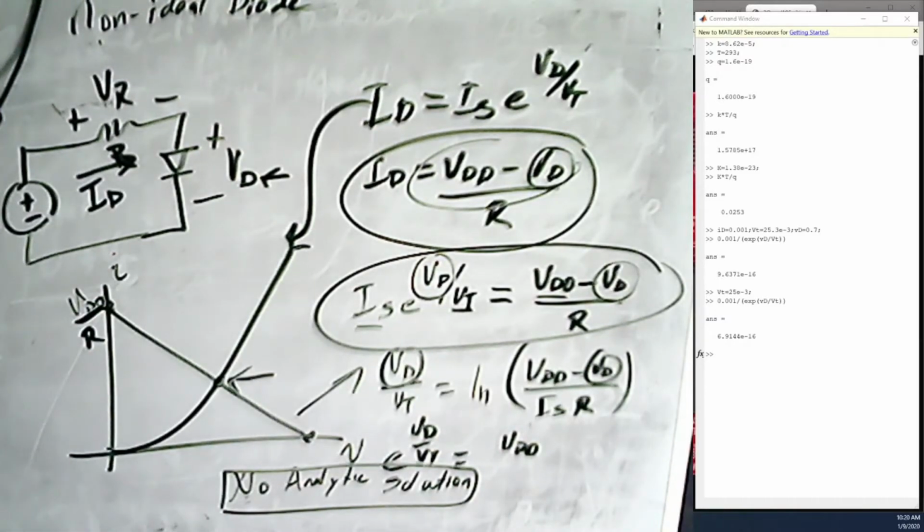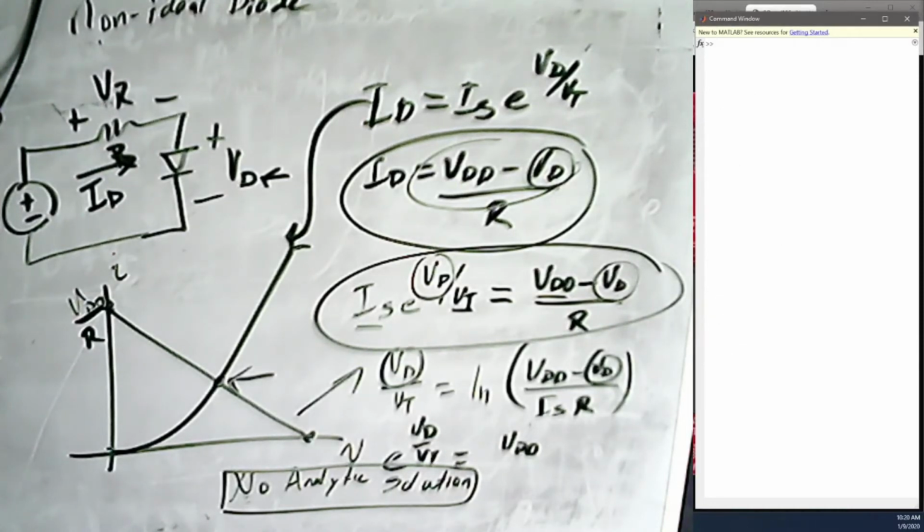So how would we solve that? Well, there's guess and check. You can go through and put in a whole bunch of VDs. There's also something called computerized guess and check, and so that's what we're going to do here. And so let's just pick out an R value. R is equal to 5K.